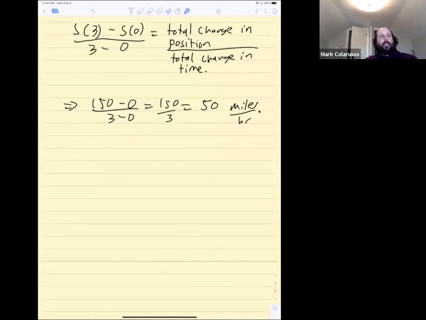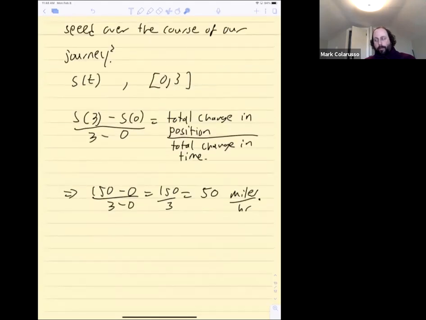That's why this average rate of change is the total change of the function over the total change in the x variable, over the length of the interval. And that tells you on average how that function changed from the starting point of that interval to the end point of that interval. So in this practical example, if it took you 3 hours to cover 150 miles, on average you're traveling 50 miles an hour.